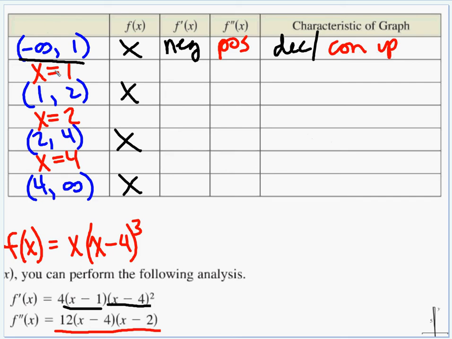At exactly 1, if you put 1 into the original function, you get negative 27. And if we put 1 into the first derivative, we get a 0, because that's how we found it, by setting our derivative equal to 0. And if we put x equals 1 into the second derivative, we get 1 minus 4 times 1 minus 2. That's negative times negative, which is positive. That means it is concave up.